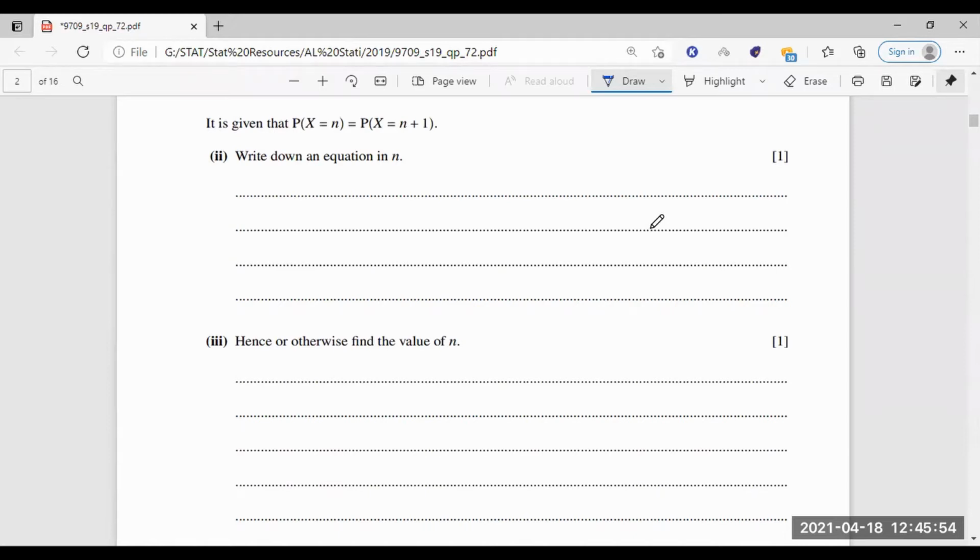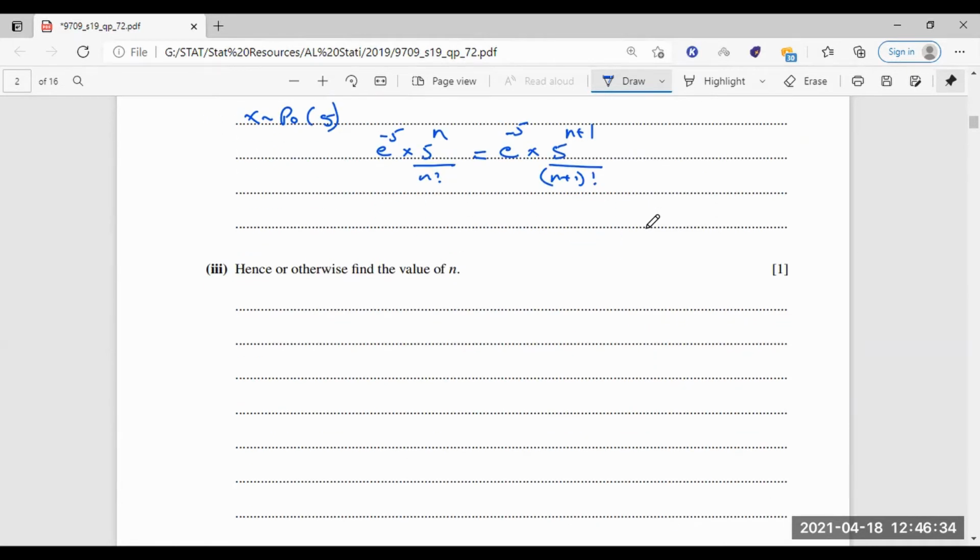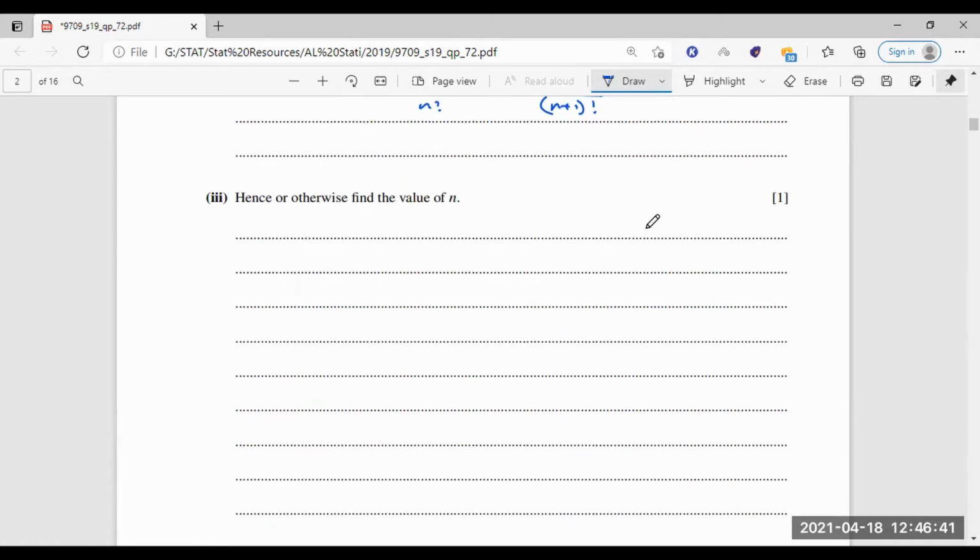It is given that probability of x equals n is equal to probability of x equals n plus 1. Write down an equation in n. We know that it is following a Poisson distribution with 5. So probability of x equals n will be e to the power of minus 5 times 5 to the power of n by n factorial, which is equal to probability of x equals n plus 1, that is e to the power of minus 5 times 5 to the power of n plus 1 by n plus 1 factorial. That is enough to form an equation, because in the third part you can see that we need to find the value of n.